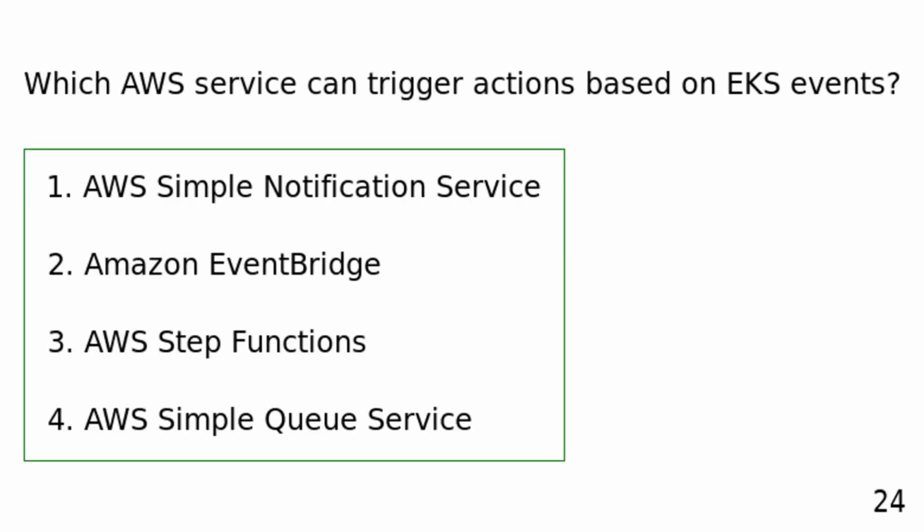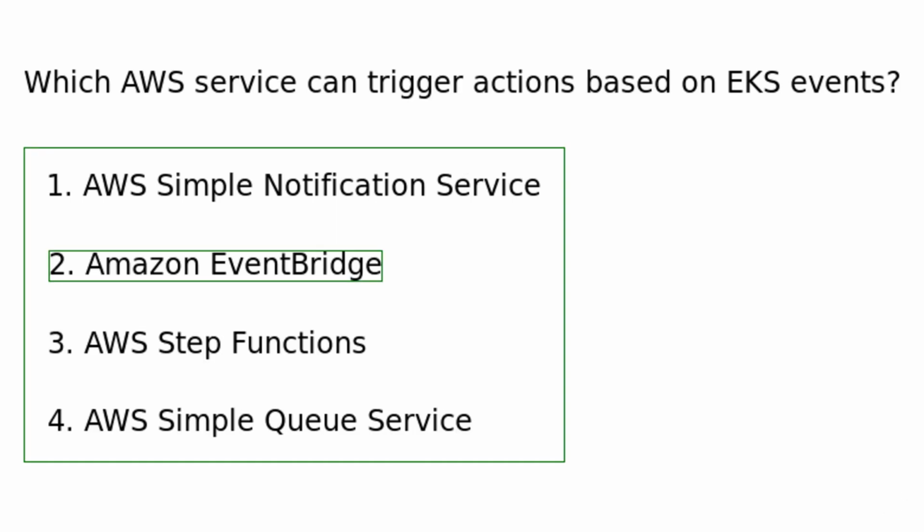Which AWS service can trigger actions based on EKS events? AWS Simple Notification Service. Amazon EventBridge. AWS Step Functions. AWS Simple Queue Service. Amazon EventBridge can be configured to trigger actions based on EKS events, like pod or node state changes.